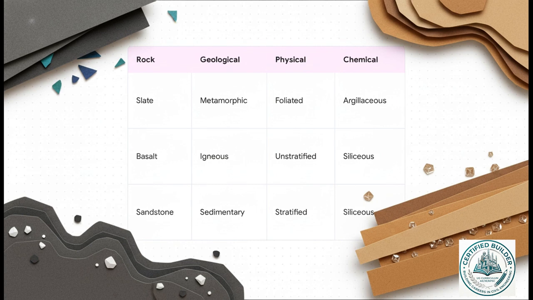Now look at sandstone. This is a classic trap. It's sedimentary and stratified, right? But chemically, it's siliceous because it's made of sand. So many students wrongly assume it must be calcareous like limestone. Understanding these full profiles is the absolute key.